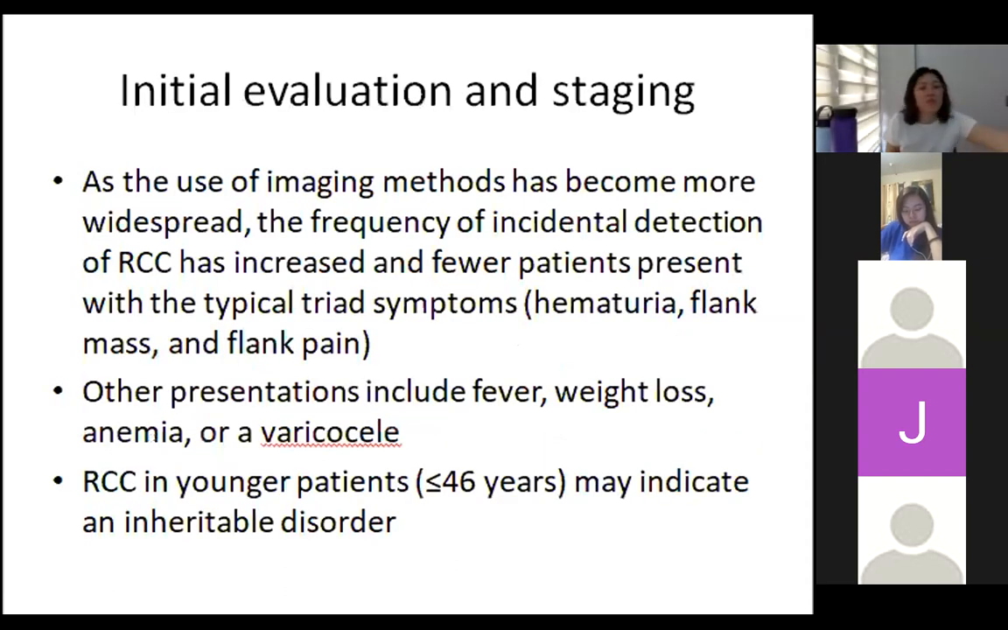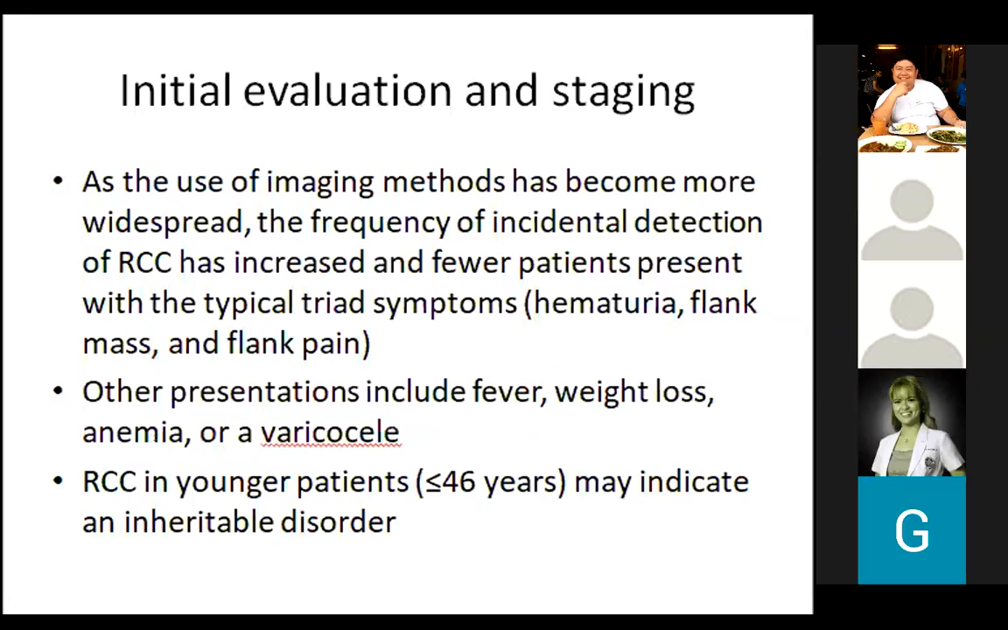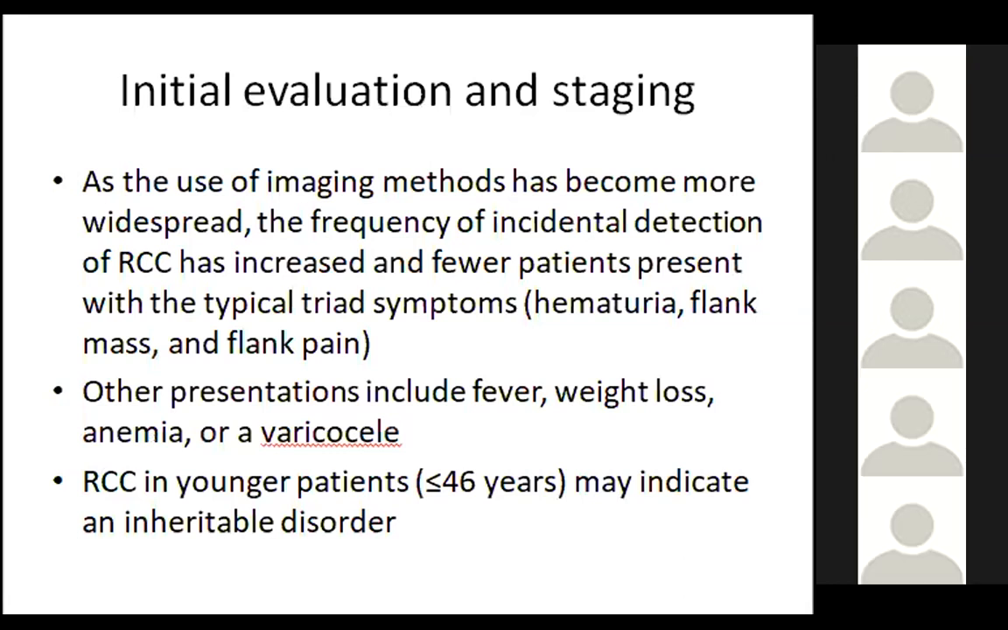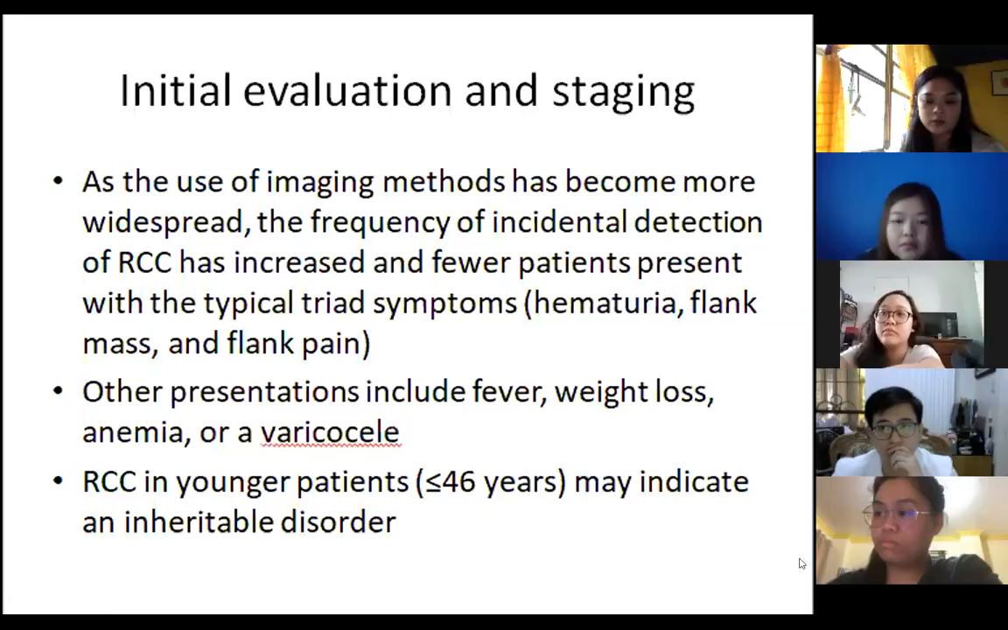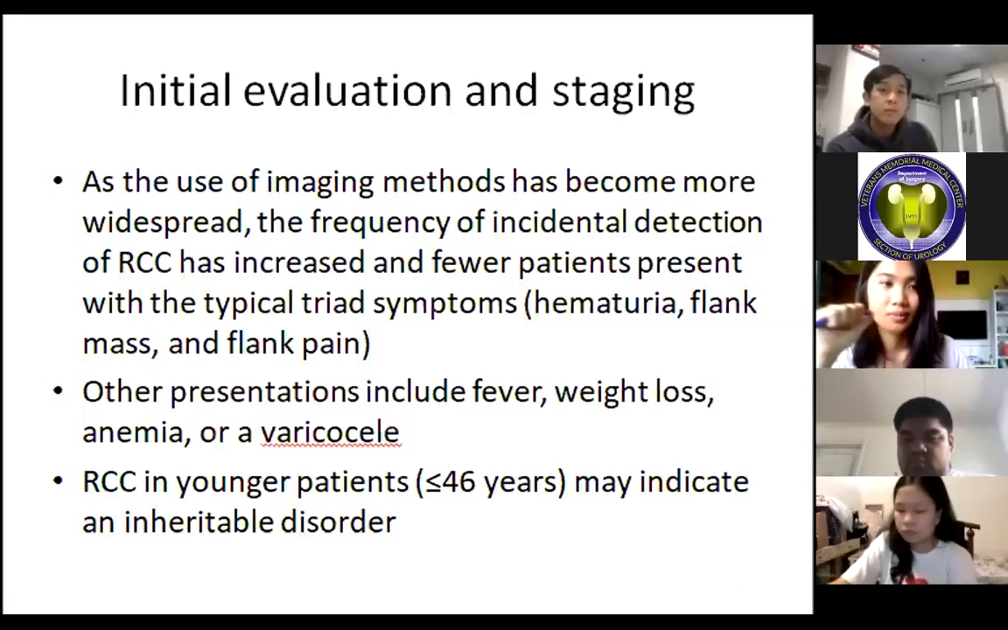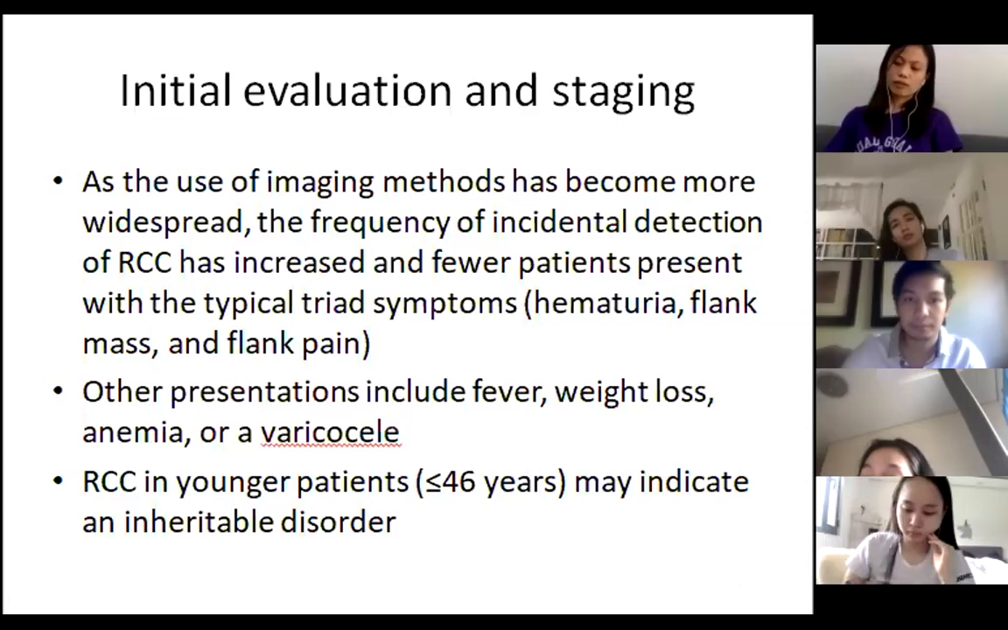So patients with RCC would typically present with a suspicious mass involving the kidney that has been visualized using a radiographic study, often a CT scan. As the use of imaging methods has become more widespread, the frequency of incidental detection of RCC has increased, and fewer patients present with the typical triad of symptoms, which is hematuria, flank mass, and flank pain. Less frequently, the patients may present with signs and symptoms resulting from metastatic disease.